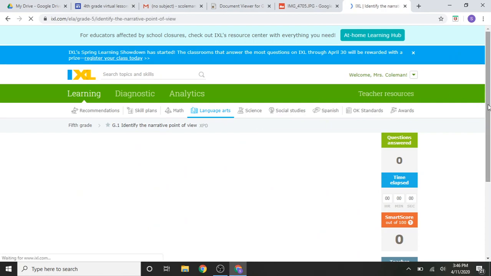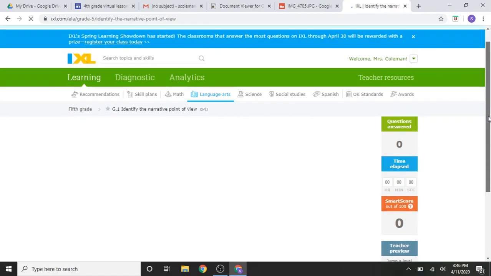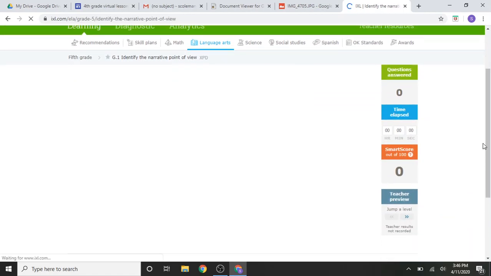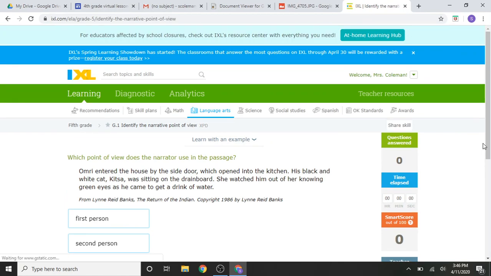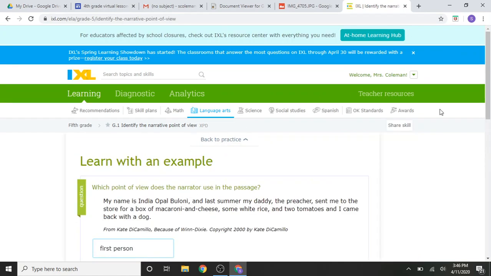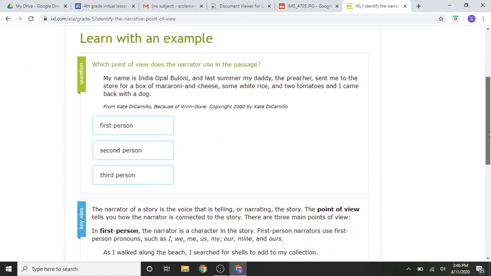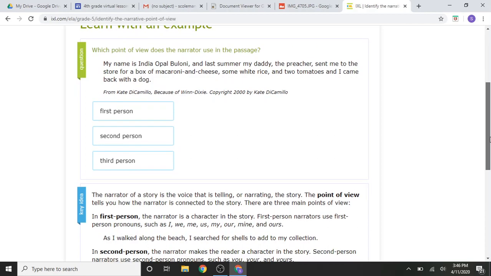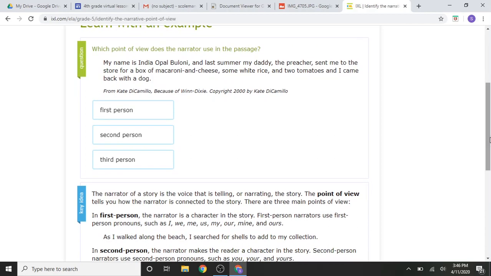As soon as you are in the lesson and it loads on your computer, wait just a minute because we want to use the Learn with Example portion of this lesson. Okay, so they're going to give you a short passage. It says, which point of view does the narrator use in the passage?